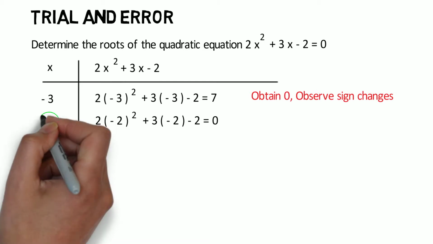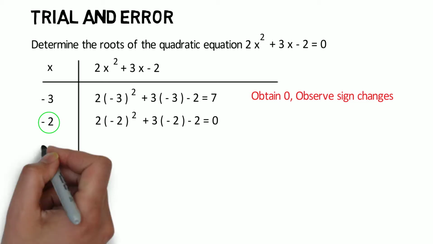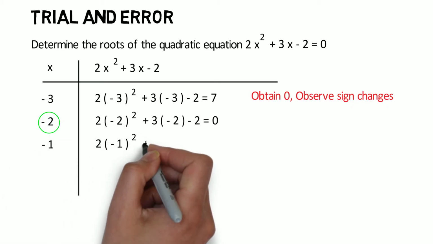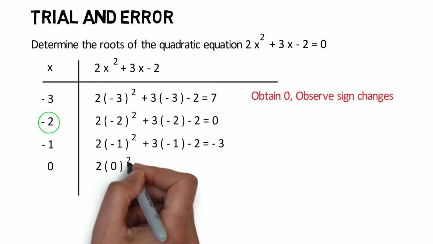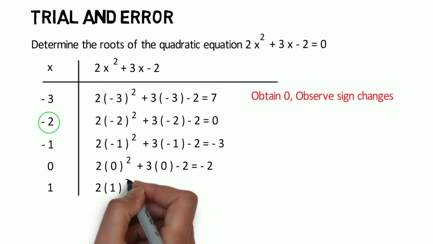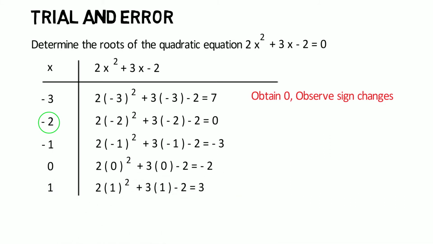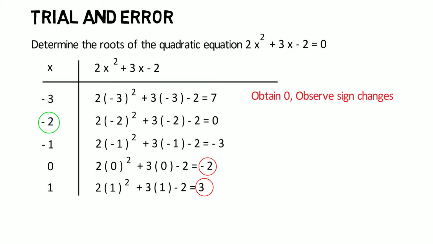That means that -2 is one of the roots. Let's keep trying. So x equals -1 and we get an output of -3. So let's keep trying. x equals 0 and we get an output of -2. And x equals 1 and our output will be 3. So we can observe a sign change from -2 to +3. That means a root lies between 0 and 1.